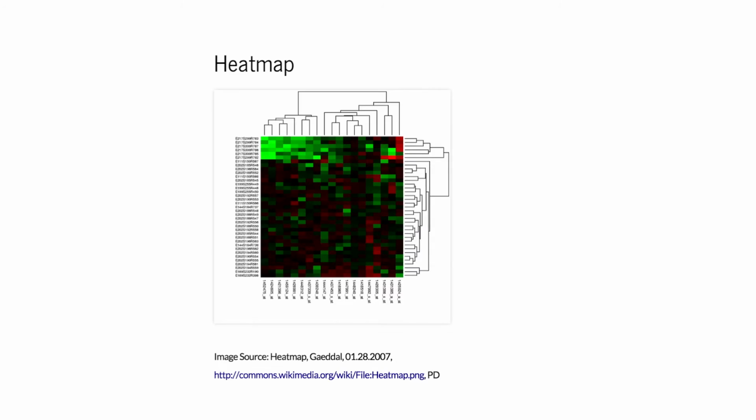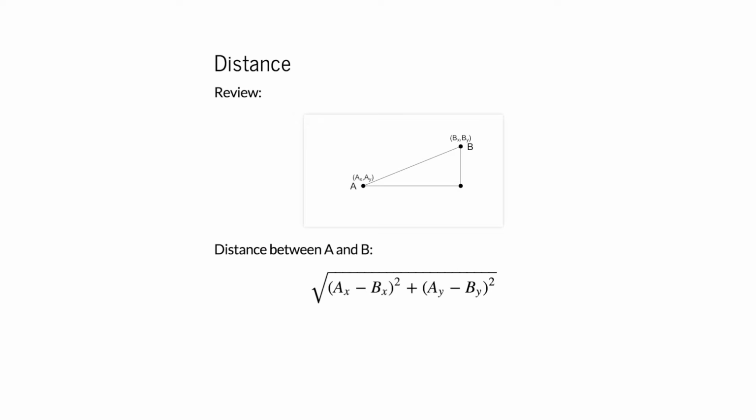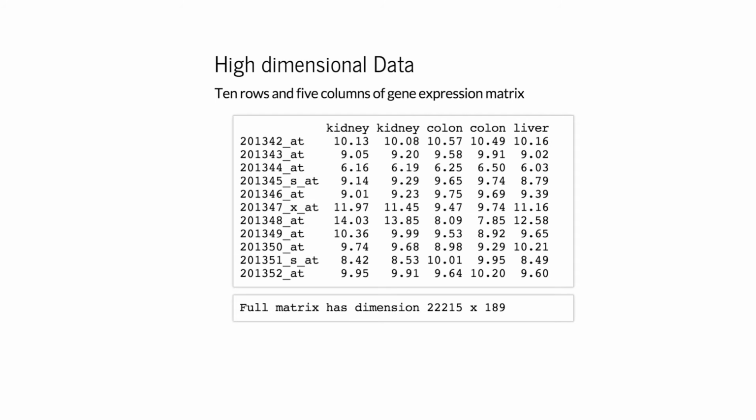So let's start with just a simple definition of distance. This is just Euclidean distance. If you have 2 points in Euclidean space, we know how to compute the distance. We subtract the difference in the x-axis, the difference in the y-axis, square them, add them, and take the square root. Now, in high-dimensional data, we can't really do that because points are not two-dimensional.